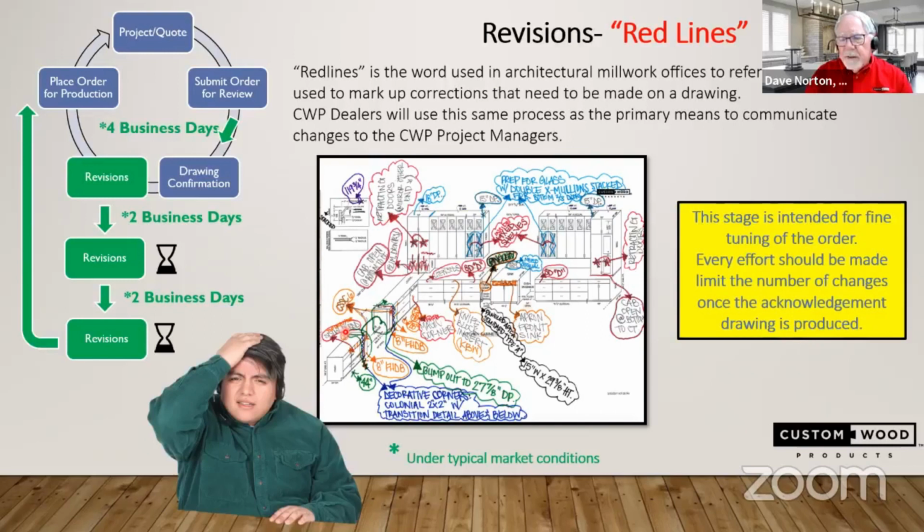And hopefully you're limiting your revisions, and we want you on any particular revision to only send us one red line. Don't do the kitchen. If the kitchen and the bathroom are on the same job, don't do the kitchen today and send it in and then want to come back tomorrow and do the bathroom, because at that point you cannot send another revision.